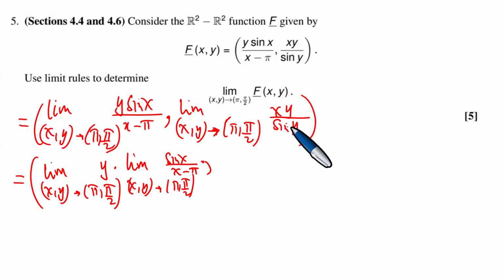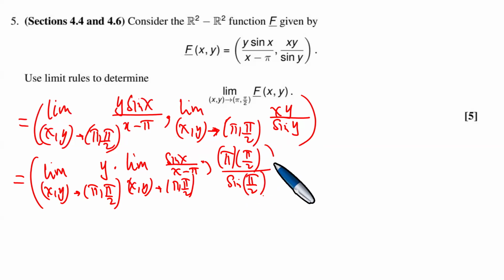Now this part here, everything is okay because x we put pi, and the y we substitute does not yield undefined things. So we can just evaluate this limit straight away. Now let's come to this part. This part is easy, because you take the limit of y alone when x and y tend to pi and pi over 2. At this point, y is pi over 2, so the limit is just going to be pi over 2 because there's no x here.